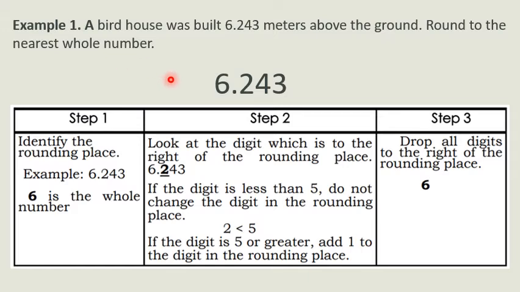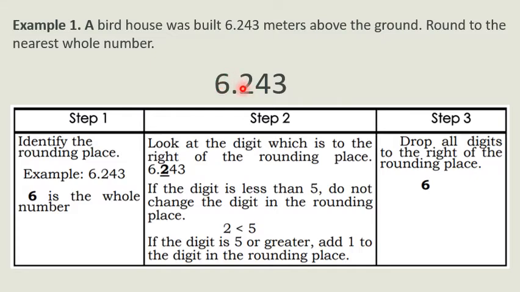So, first, identify muna natin ano ba yung gusto nating i-round off. Ano ba yung nira-round off daw dito? Yung nearest whole number. So, what is our whole number in this example? Diba yung nasa kaliwa ng decimal point, ito yung decimal point natin, yung nasa kaliwa, yun ang ating whole number. So, the whole number in this example is 6. Now, after natin ma-identify kung alin yung rounding place natin, we will look at the digit which is to the right of the rounding place. Kung ito ang ating rounding place, titingnan natin yung nasa kanan niya. Ano ba ang nasa kanan ng 6? Ang nasa kanan niya is 2.